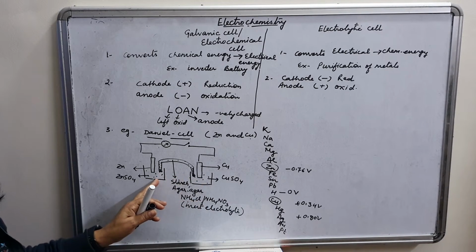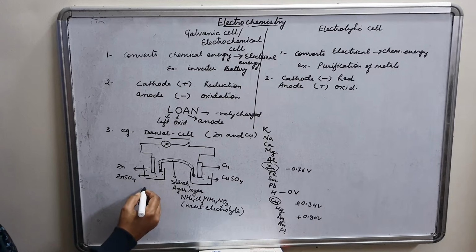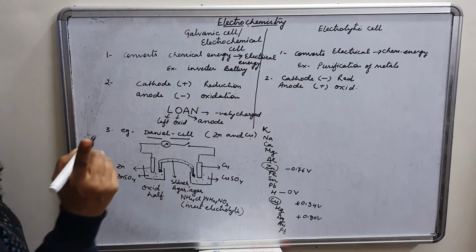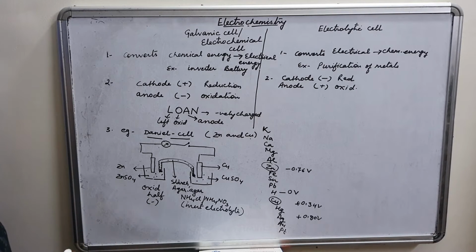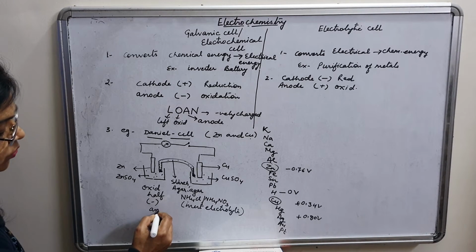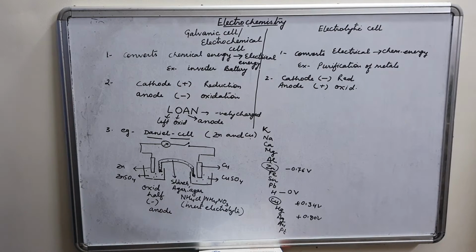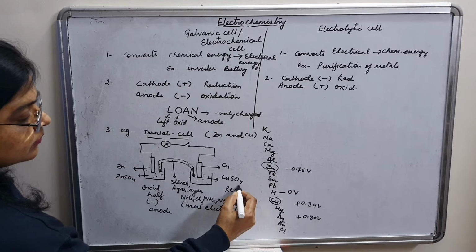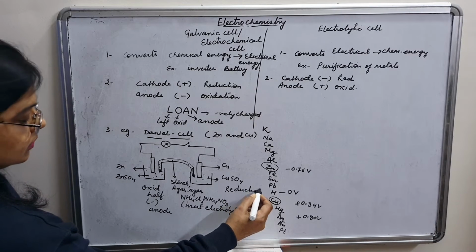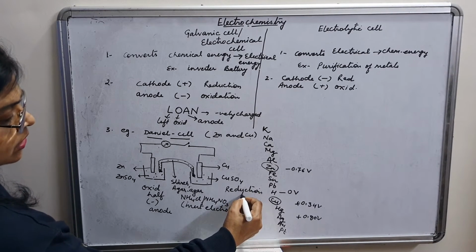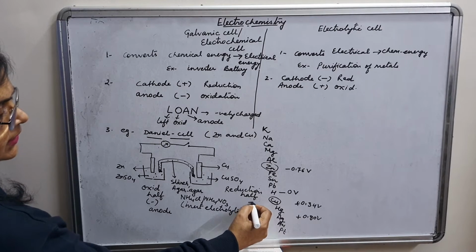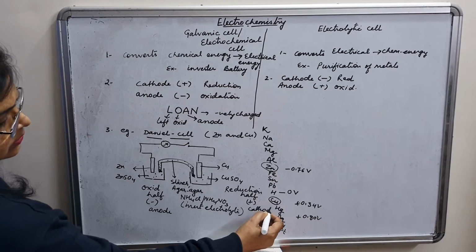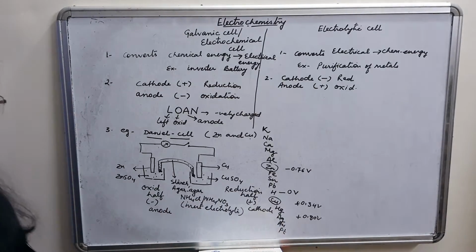both the containers, out of which this left one is oxidation half, which is here negatively charged, which acts as anode here. The right one is where reduction is going on. This is reduction half. This is positively charged. Here it is named as cathode. It is acting as cathode.